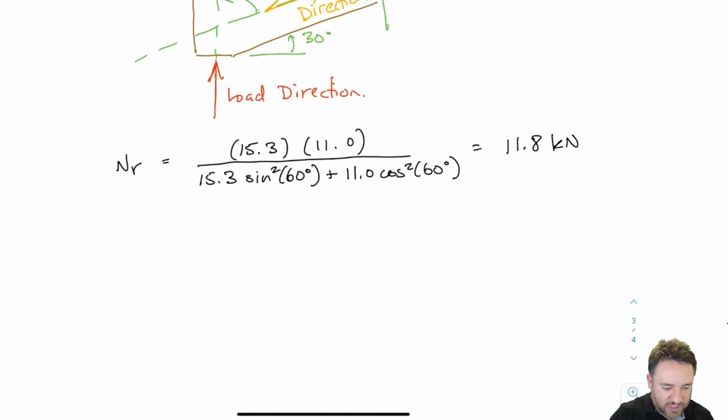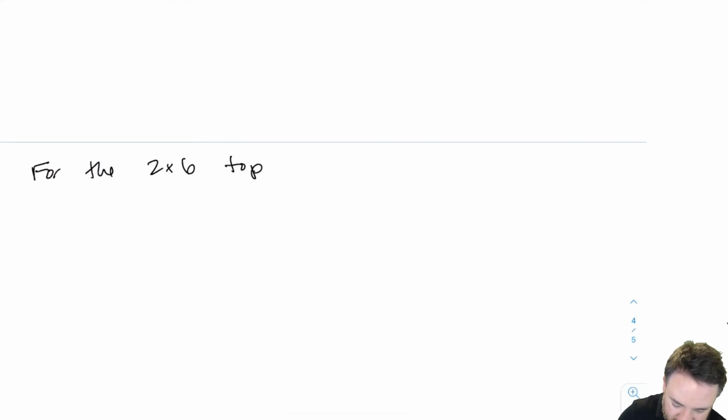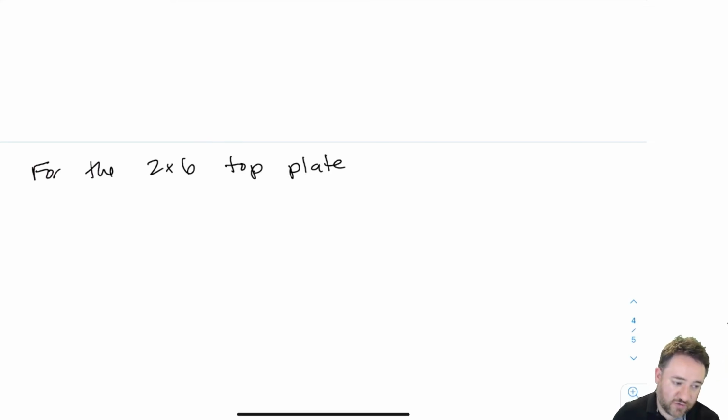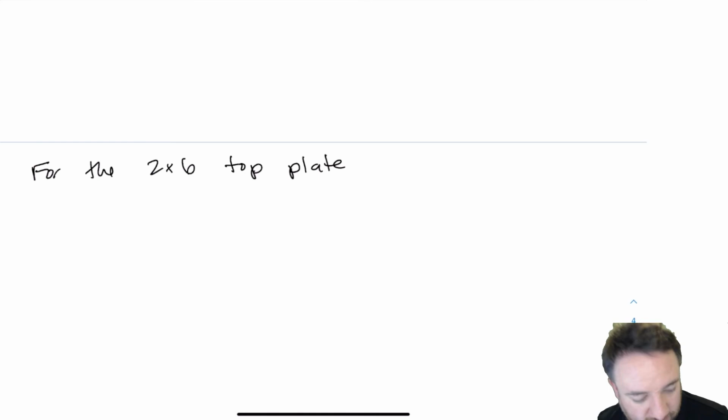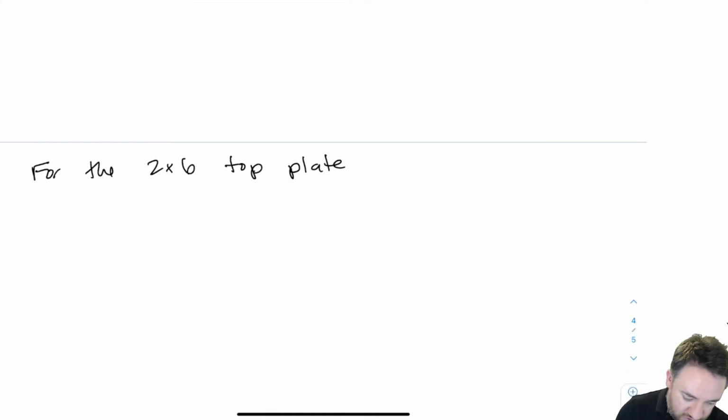Now, I also need to check the strength of the top plate, right? So for the 2x6 top plate, at the bearing surface, the top plate, like the wall below, loads the joist, but the joist also obviously loads the top plate. So I can draw that geometry.